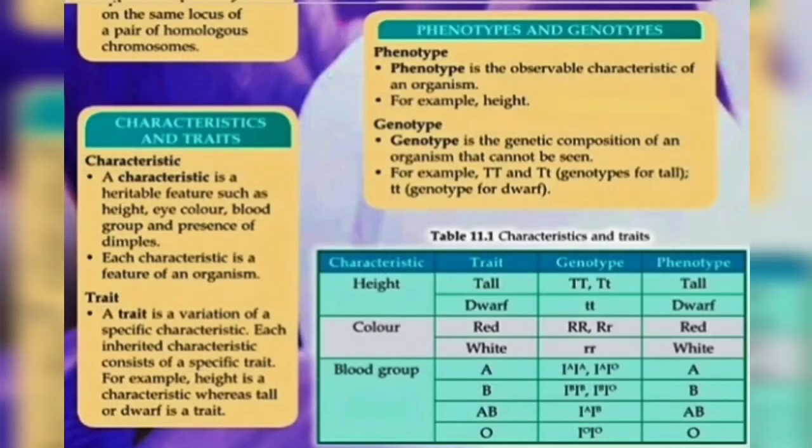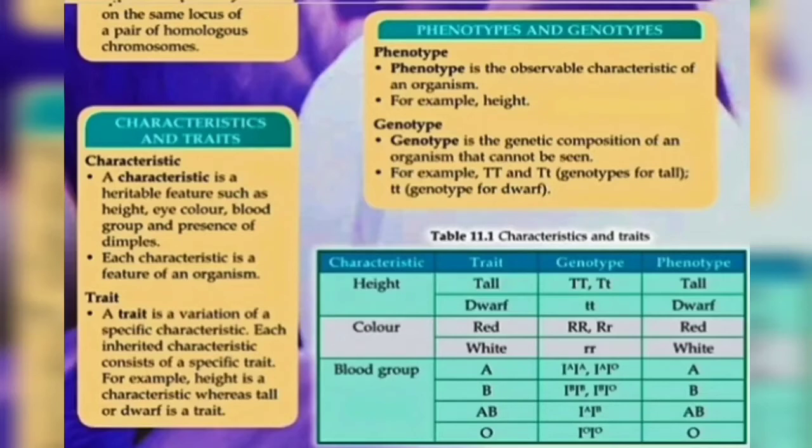Next is the phenotypes and genotypes. Phenotype is the observable characteristic of an organism. For example, dia punya height. We can see whether the organism is tall or dwarf. After that, genotype. Genotype is the genetic composition of an organism that cannot be seen. So, the genotype is the combination of two alleles, one from the female parent and one from the male parent. For example, both capital letter T are combined, or one capital letter T is combined with a lowercase letter t. These are genotypes for tall. There is also when both lowercase letter t's are combined, which is a genotype for dwarf.